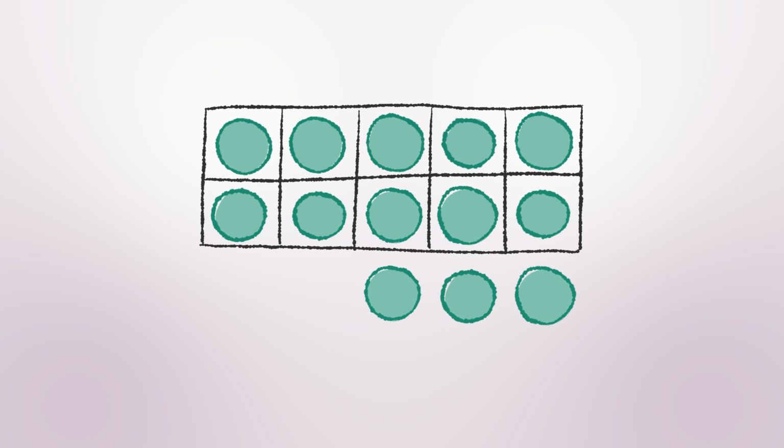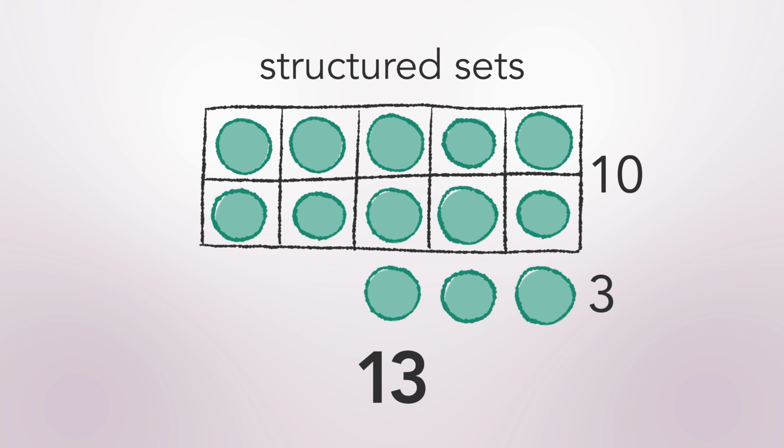Perceptually subitizing 13 is not possible with random organization, but in this example, the use of a 10 frame makes 13 a lot easier to see. You can see the frame is full, and so subitize 3 on the outside, and see that the total is 13. We call quantities that are organized in frames or other familiar structures structured sets.